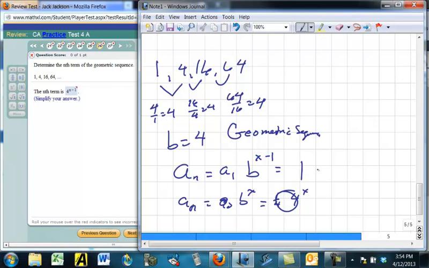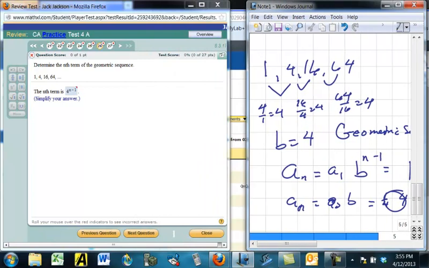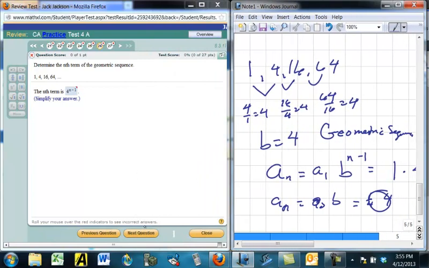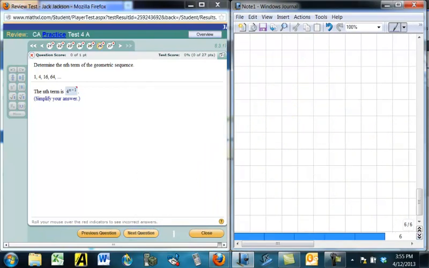So the first term is 1, and then the base is 4, and then it's just x minus 1. Well, n instead of x. So a sub n is 4 to the n minus 1. And that's the version they were looking for.